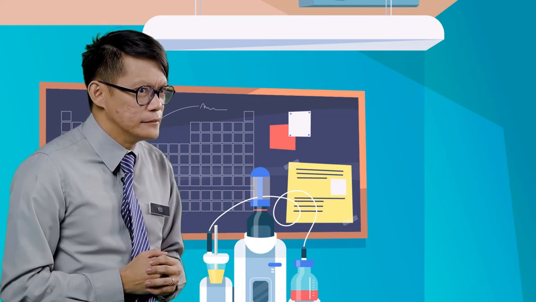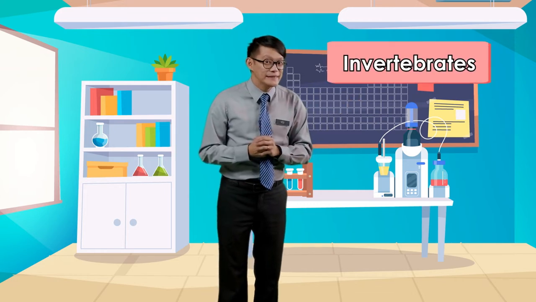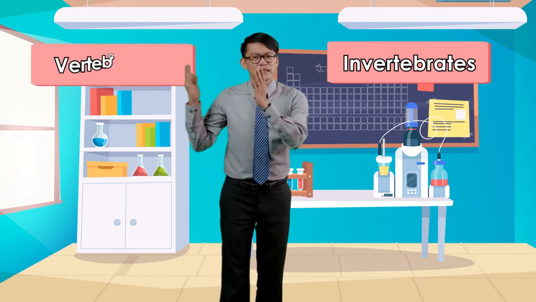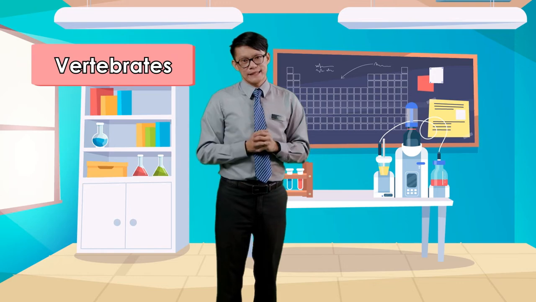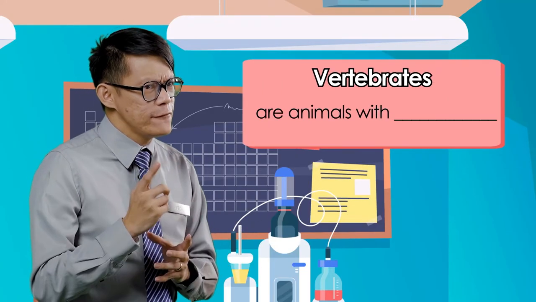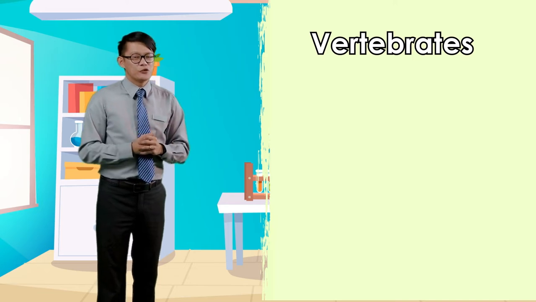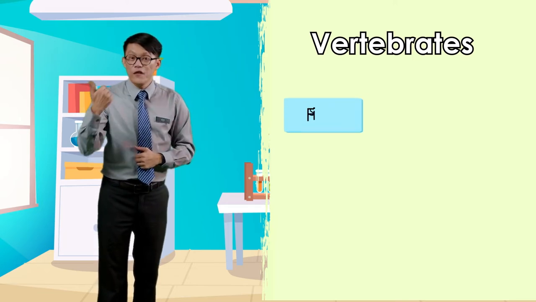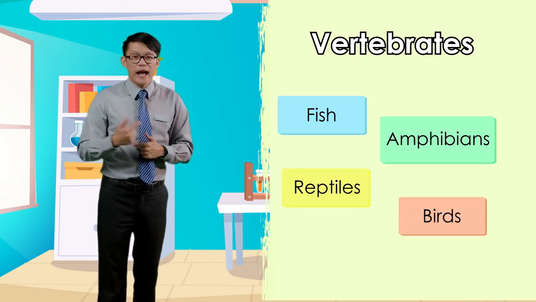Do you still remember? We said animals can be divided into invertebrates and... Yes, you are right! Vertebrates. Now, we are going to focus on vertebrates. Vertebrates are animals with... Awesome! Backbone. Vertebrates can further be classified into 5 groups: fish, amphibians, reptiles, birds, and mammals.